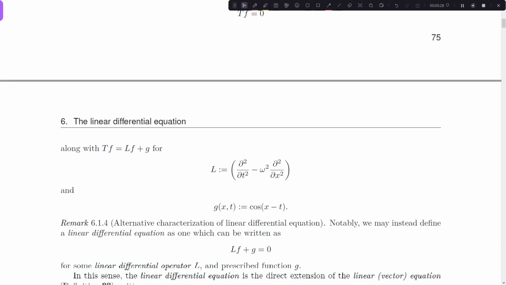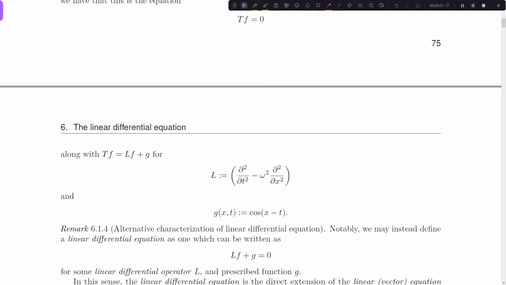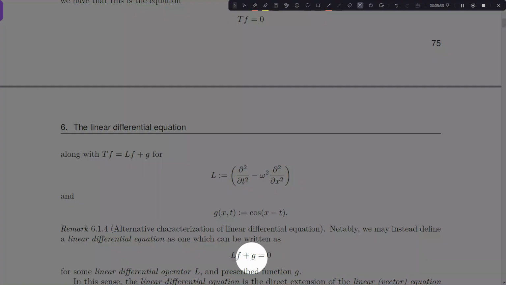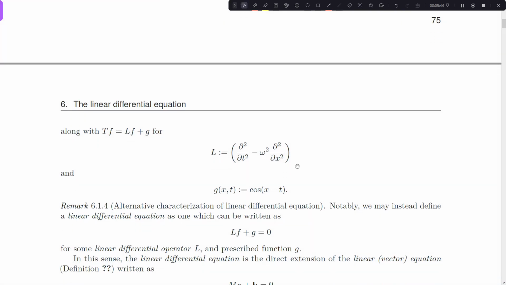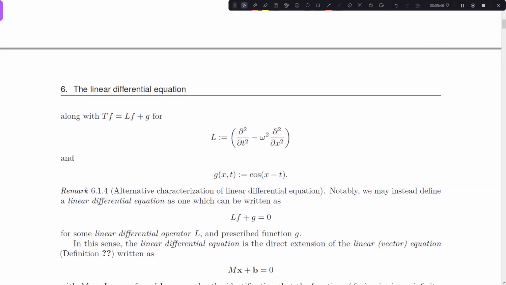Here's a nice remark from the beginning. Maybe we should always just think about linear differential equations like this, where we have a linear differential operator and an additive function. These are your generic linear differential equations. So in this sense, it's a direct extension of what we were used to when we have the matrix M, the unknown x, and an additive vector b.